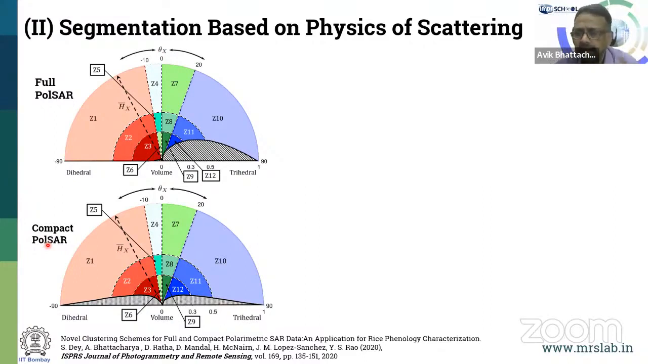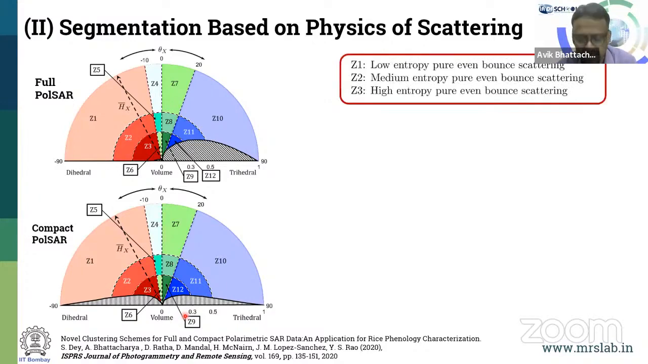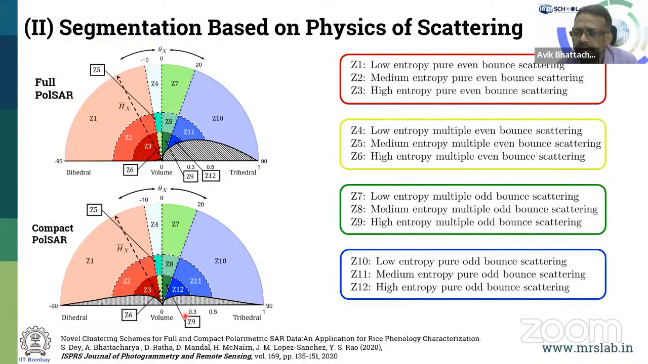between full and compact, the space in which they will lie, which I mean is the feasible space, differs. You can see this is the unfeasible space, the shaded area. The unfeasible area will be different depending upon what the scattering mechanism is. Utilizing my physics-based scattering knowledge, I can again cluster them broadly into these four and then divide them into sub-clusters to make a 12-cluster plate, which can then be used for many different applications. This is the second methodology.